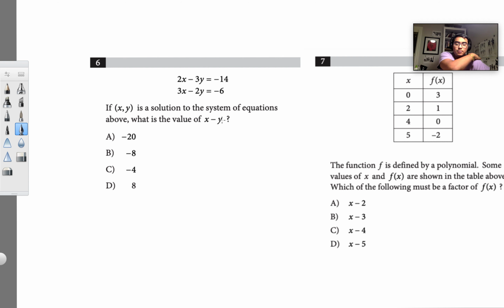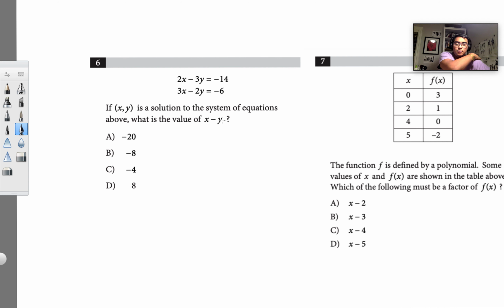Alright, the function f is defined by polynomial. Some values of x and f of x are shown in the table above. Which of the following must be a factor of f of x? So basically, what I thought when I did this question earlier was a factor of f of x basically is any of the x-intercepts for that function.